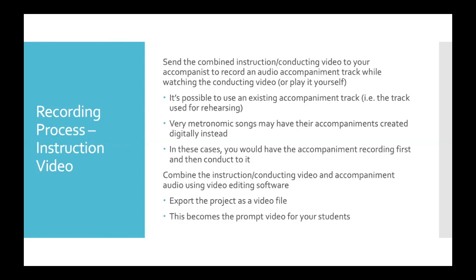If you already have an existing accompaniment track, you can use that. Or if you want to create your track digitally, you can use that. In the songs that are really metronomic, really straightforward, same tempo the whole time, that would be very straightforward to do. If you create your accompaniment first or you use your accompaniment from an existing source, you're just going to flip that process. Instead of conducting and then recording the accompaniment, you'll record the accompaniment and then conduct to the pre-existing recording, just like we would conduct to the radio sometimes.